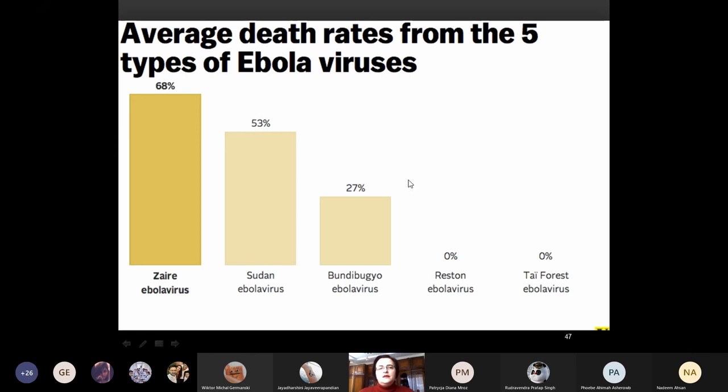Here you can see the average death rates from different types of Ebola viruses, and you see Zaire surely is the most dangerous.